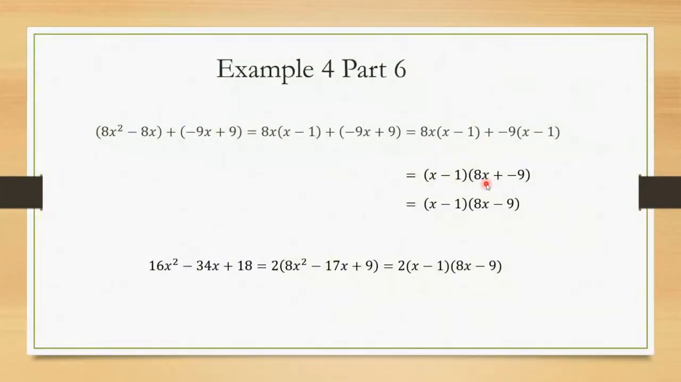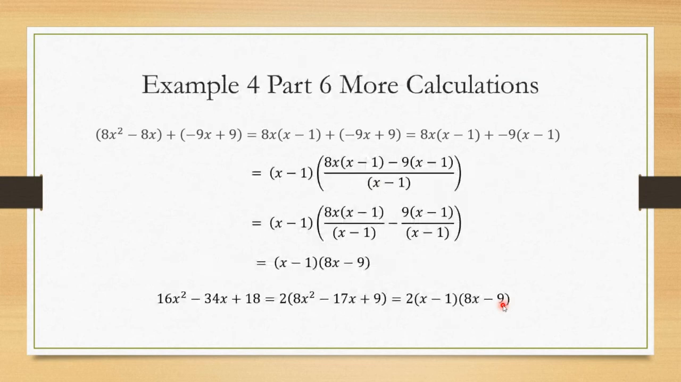What's left over? 8x is here. Minus 9 is here. I mean, you could stop here. I rewrote it as 8x minus 9. Why, I honestly don't know. I think it was kind of random, but if you stopped up here, that'd be fine. Although really you want to make sure you write this as your final answer as 2, that's what we factored out first, times x minus 1 times 8x plus negative 9, or 8x minus 9. That's what we get. If you want to see more calculations, that's over here.